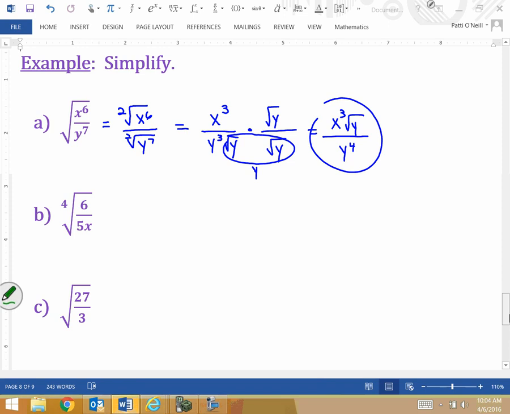Part B is the fourth root of 6 over 5x. Again, this is the same as the fourth root of 6 over the fourth root of 5x. So sometimes it's helpful to actually see it split.